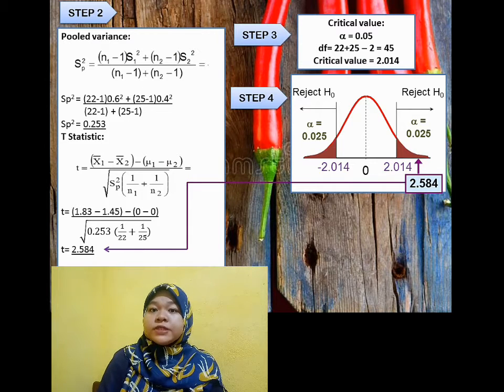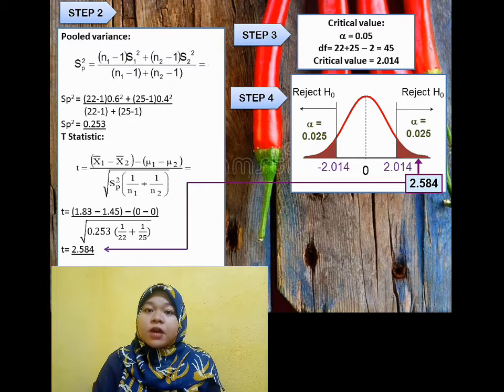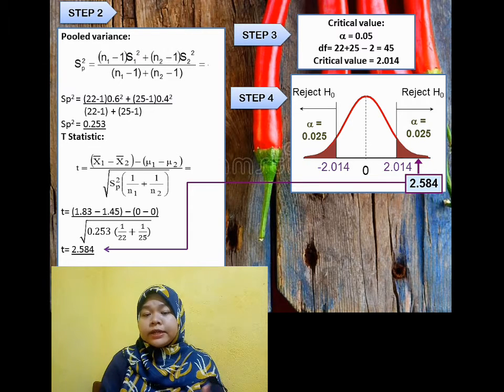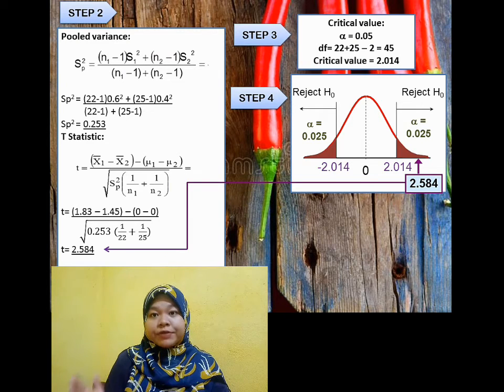Step 4, we can draw a bell curve to make the decision. Since it is a two-tailed test, we divide the significance level by 2, so it will be 0.025. As we can see, the t-statistic is greater than the critical value, so it falls in the rejection area.